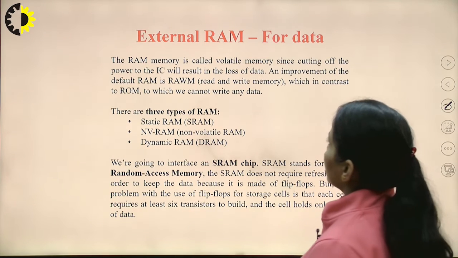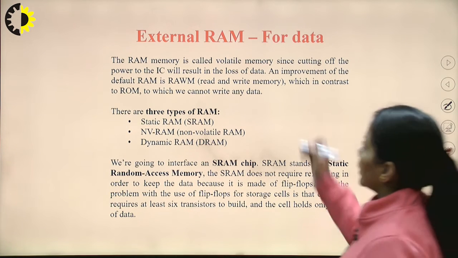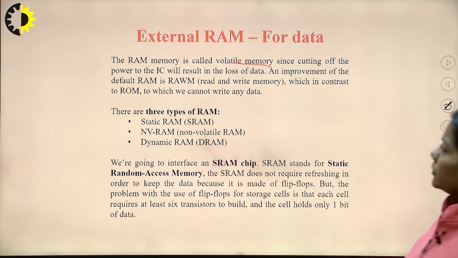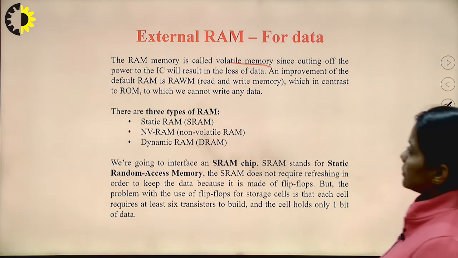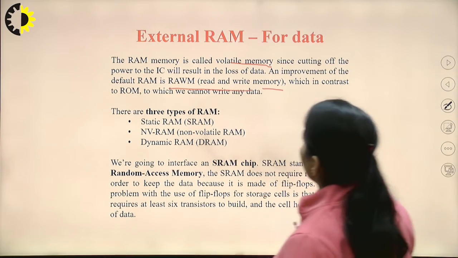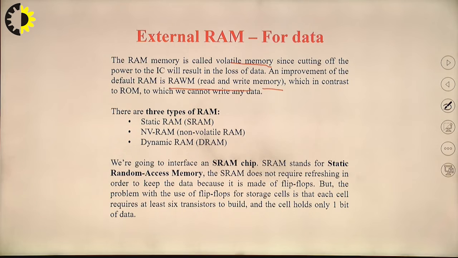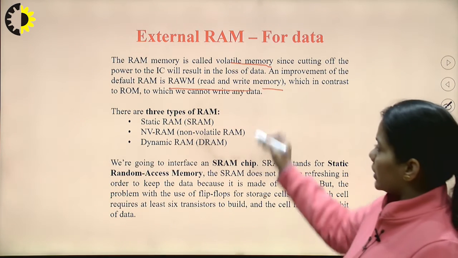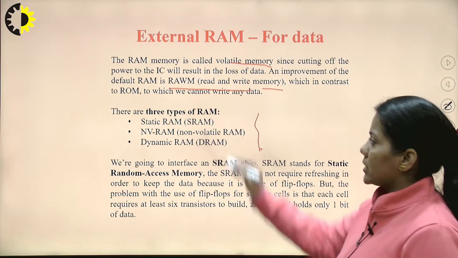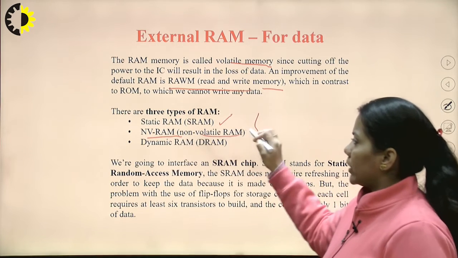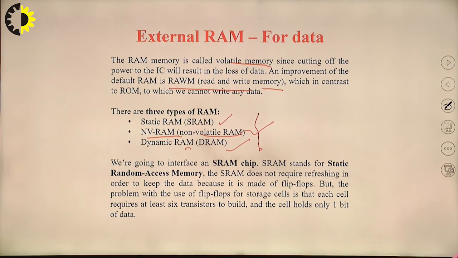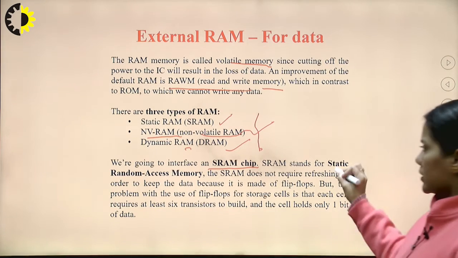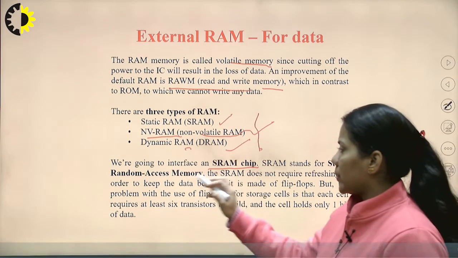When we talk about the external RAM for data, the RAM is called volatile memory since the cutting of the power to the IC will result in the loss of the data. An improvement of the default RAM is NVRAM, that is read and write memory, which is in contrast to ROM in which we cannot write any data. So basically there are three types of RAM, that is static RAM, SRAM, NVRAM, that is non-volatile RAM, and dynamic RAM, DRAM. So we are going to interface an SRAM chip, that is a static RAM chip. It stands for static random access memory.